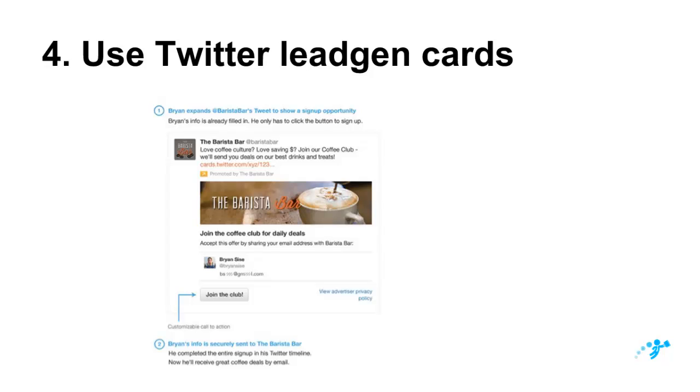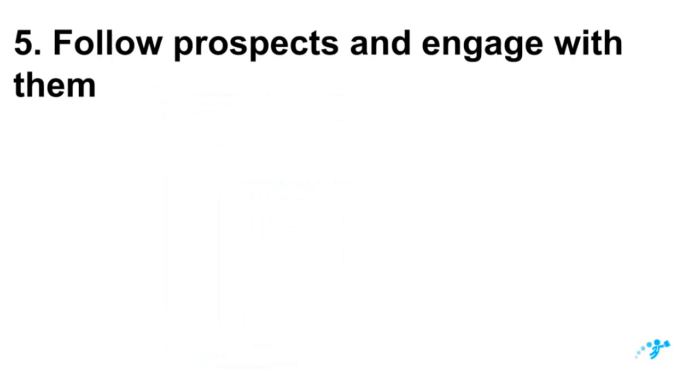The barista bar gets a confirmation with your email, and there's ways to integrate it to make it sign up with your email list service. It's actually not that hard, but this is probably one of the best ways you can use Twitter to gather email leads. Number 5 is to follow up with your prospects and engage with them.